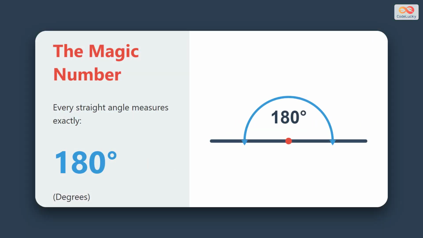In geometry, we measure angles in degrees. A straight angle has a very specific measurement. It is always exactly 180 degrees. This number is key to understanding straight lines.